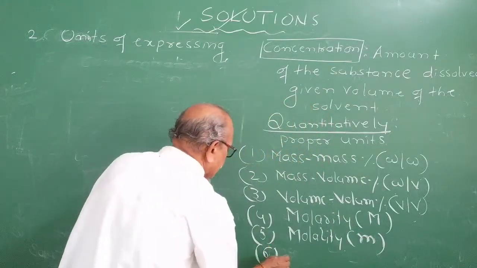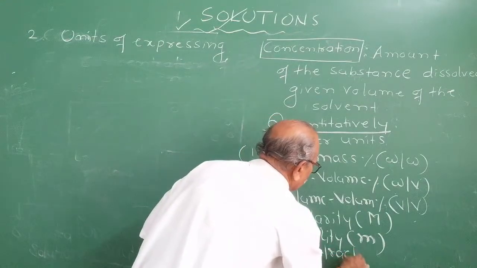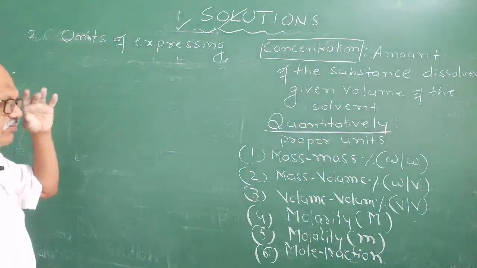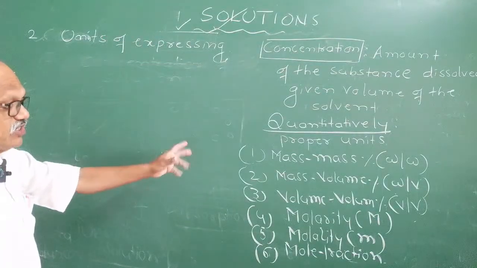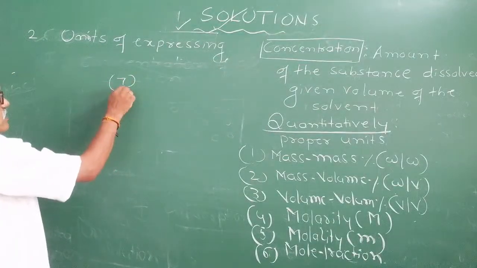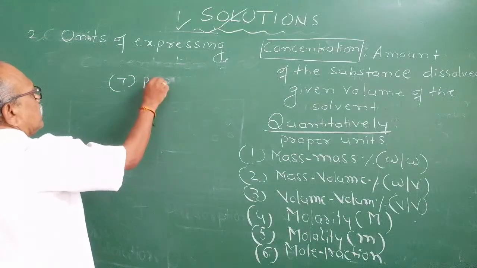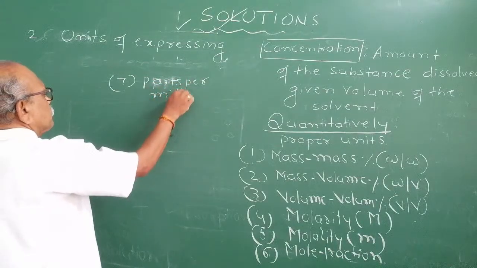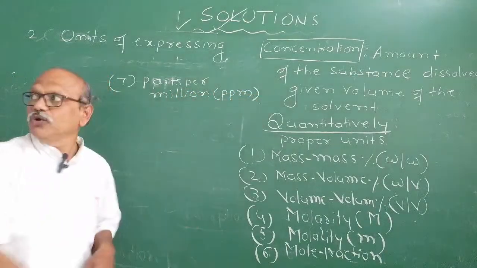And the sixth one is mole fraction. These are some of the units we are using to measure concentration. Throughout the solution chapter, this is important. These particular units and their conversions are very, very important numerical area. Seventh one is called ppm, parts per million. That is ppm. I hope you understood.